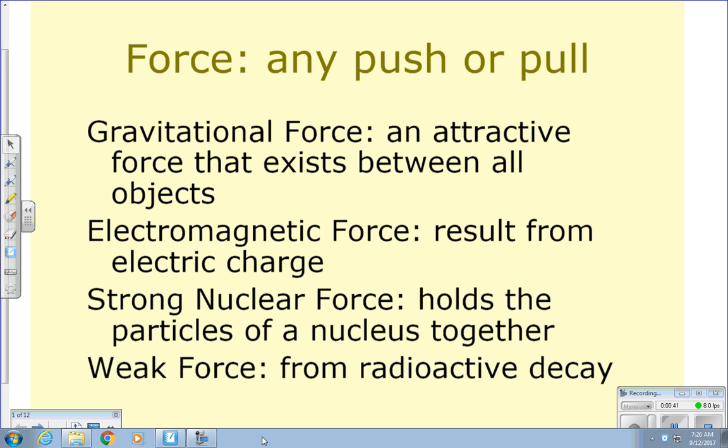And basically the reason why things accelerate is because a force acts on them. So a force is any push or pull that acts on an object. Scientists have broken forces down into 4 different categories. There is gravitational force, which is an attractive force that exists between all objects. So there is an attractive force between you and every other object around you.